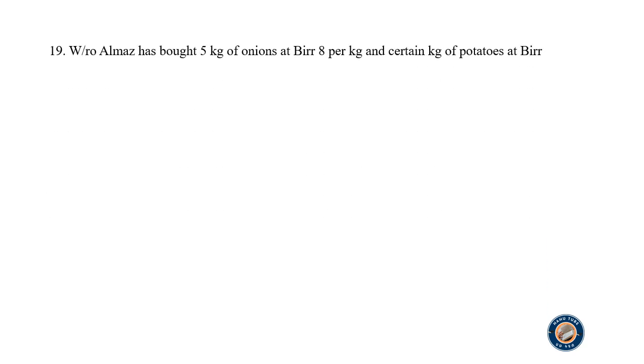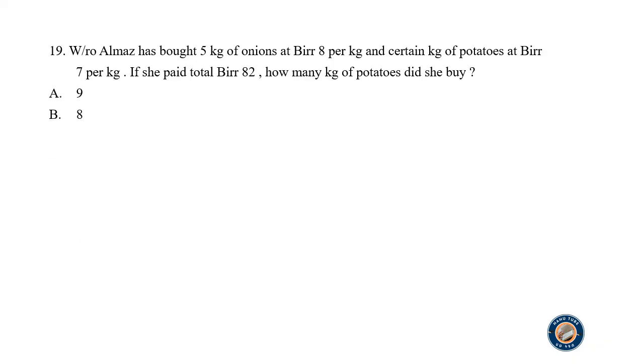Question number 19. Wezero Almaz has bought 5 kg of onions at bir 8 per kilogram and some kilograms of potatoes at bir 7 per kilogram. If she paid total bir 82, how many kilogram of potatoes did she buy? A. 9, B. 8, C. 7, D. 6. The answer will be 6.